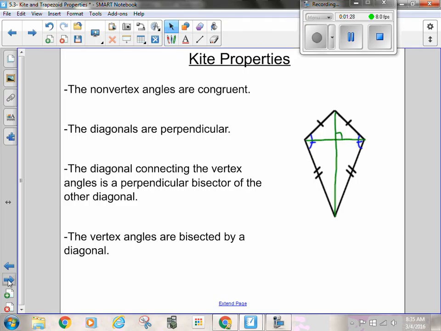The diagonal connecting the vertex angles is a perpendicular bisector of the other diagonal. So that means that the long one here in this picture splits the short one into two equal parts. It's not always the long one versus the short one, but it is specifically for this kite. Okay? And the vertex angles are bisected by the diagonal. So what that means is that these angles here are congruent to each other because it's bisected. And then these ones here are congruent to each other because it's bisected. All right, kite properties. You're going to want to know these four kite properties.